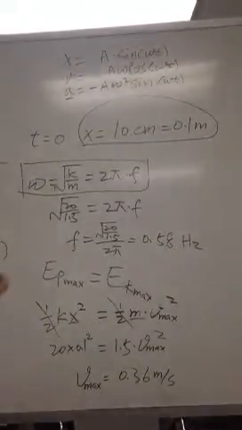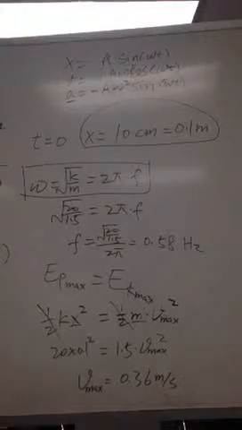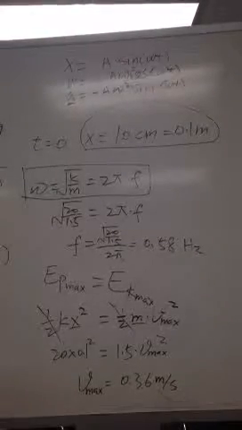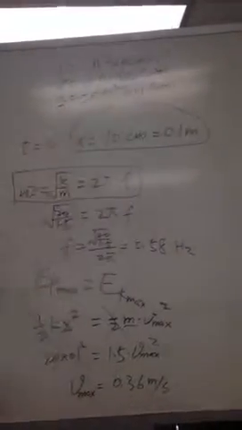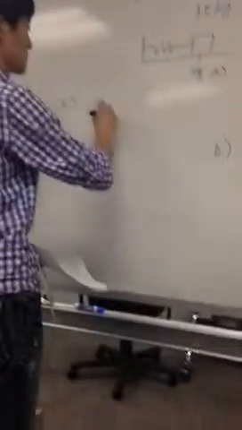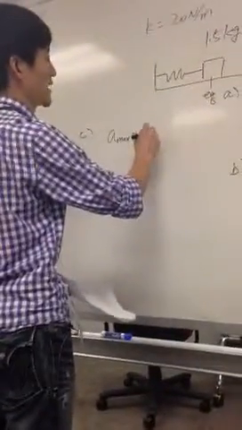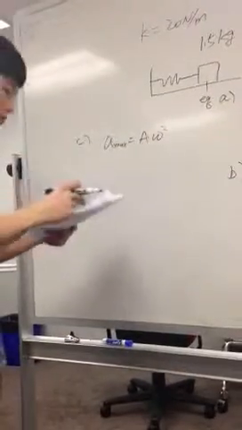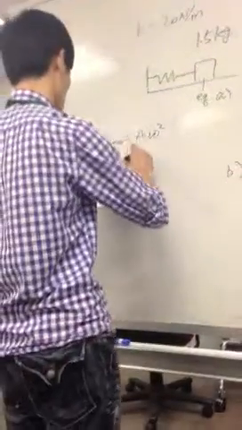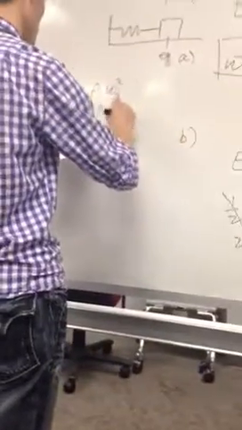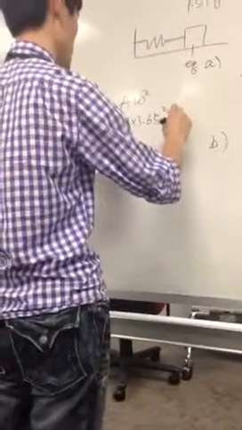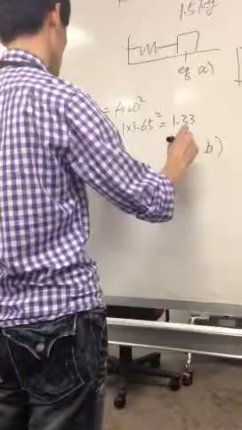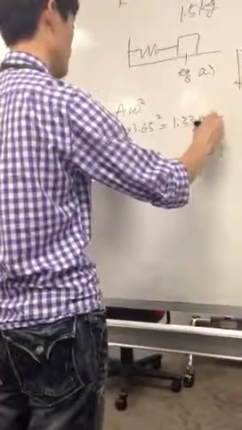So the maximum, question C, is the maximum acceleration. It should be A omega square. So A omega square should be 0.1 times 3.65 square. You got 1.33 meter per second square.